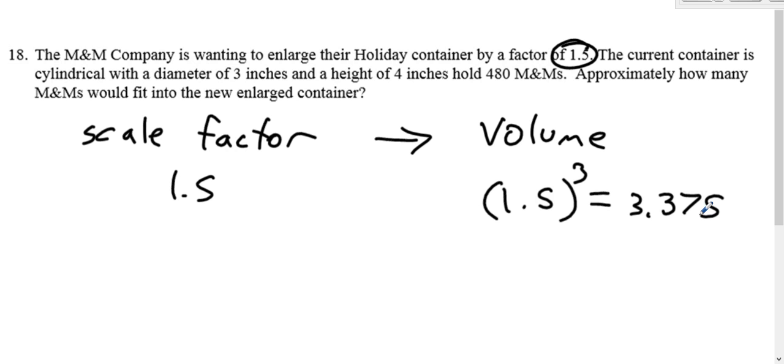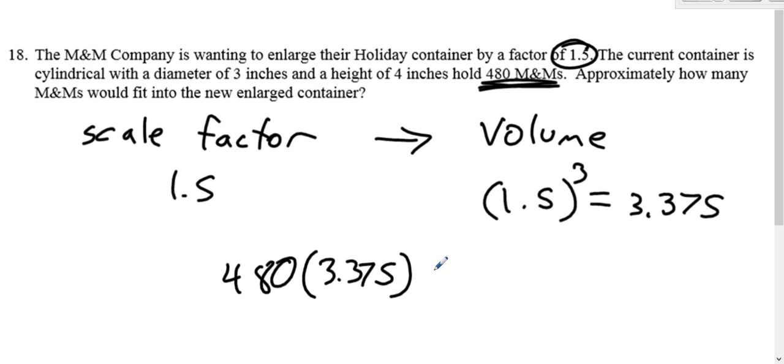3.375 times as much. So if it originally held 480, multiply that by 3.375, and it's now going to hold 1,620 M&Ms.